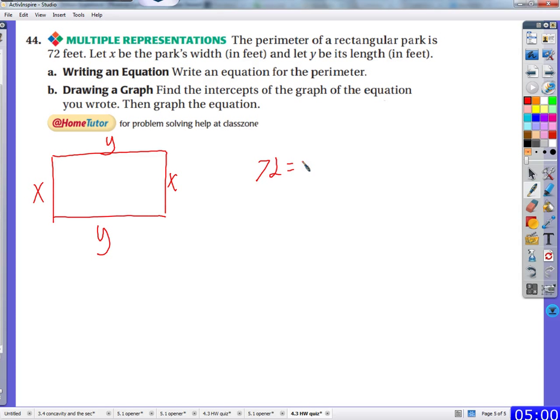The length. So it'll be 2 times x, 2 times the length x, plus 2 times y, 2 times the length y. We wrote an equation for the perimeter. We did it. That's part A.